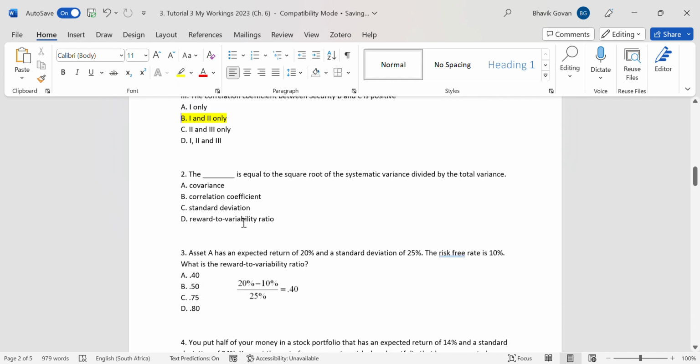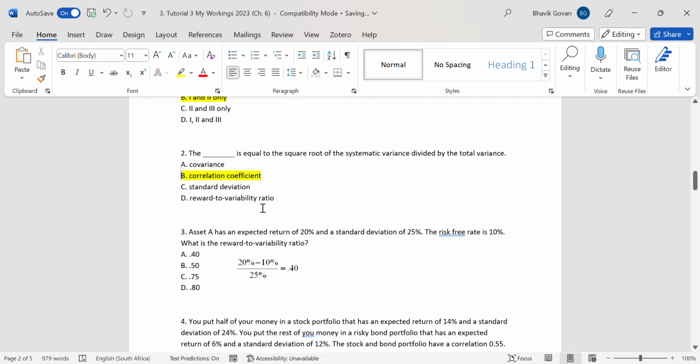Okay, the something is equal to the square root of systematic variance divided by the total variance. So the answer is B. Remember your formulas, guys.